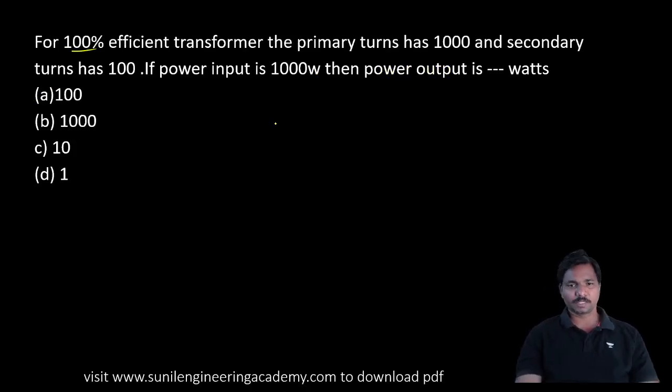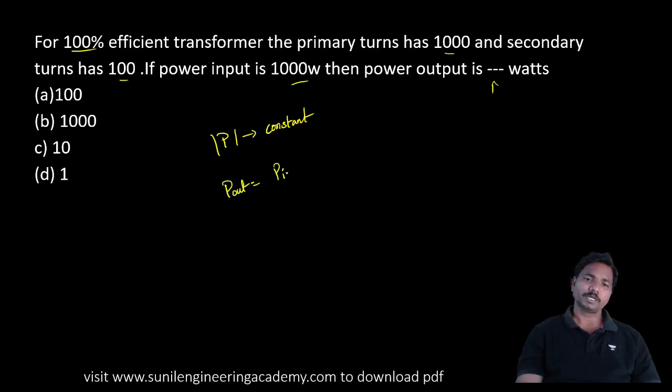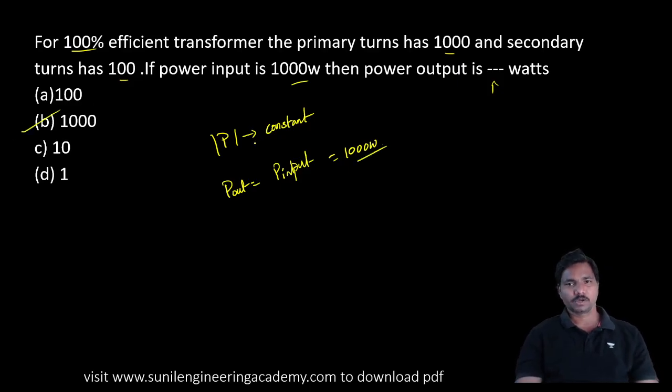For a 100% efficient transformer, the primary turns are 1000 and the secondary turns are 100. If the power input is 1000 watts, then what is the power output? We know the magnitude of power is constant. If there are losses, the output power may be a little bit less than the input power. Just voltage and currents change with respect to the turns. 100% efficient means power output is equal to power input. So power input is 1000 means power output is also 1000. So the answer is option B.